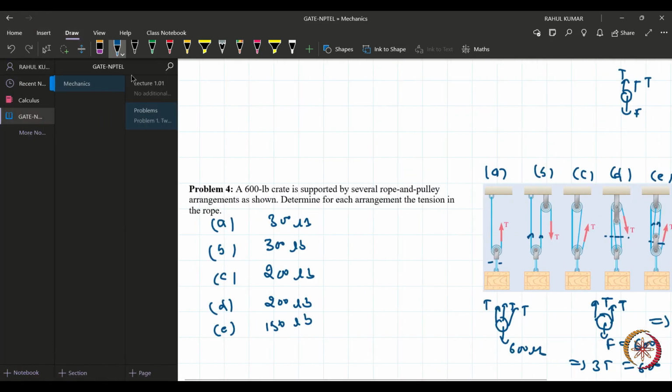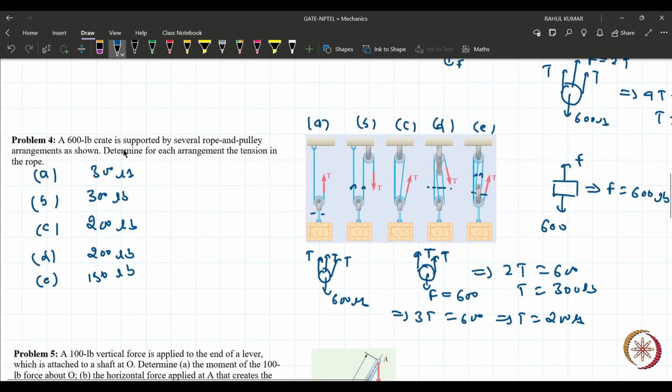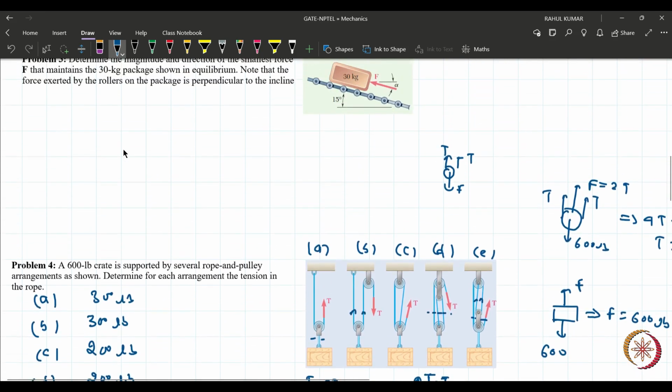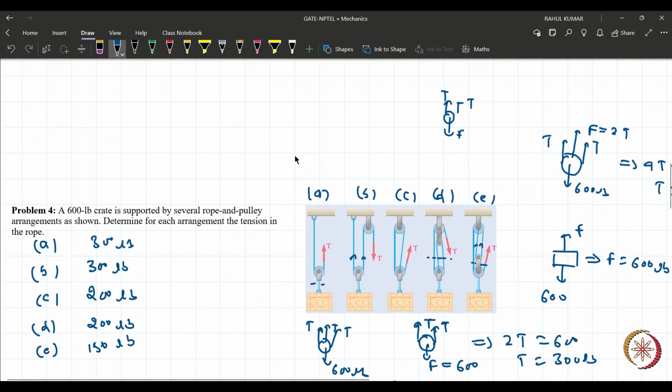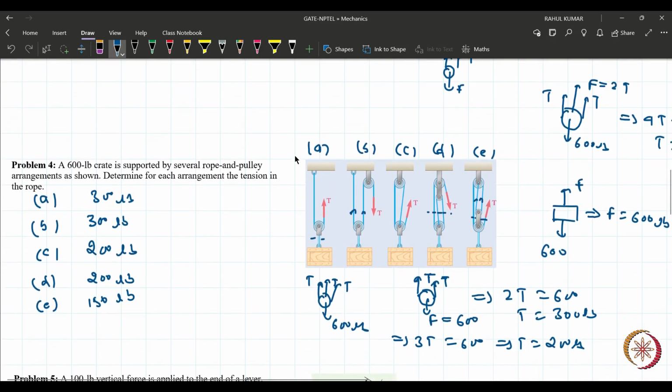Sir, I want to ask one thing. If a string were extensible, would the tension not be the same? If the string were extensible, then definitely, suppose it has a mass. No sir, I'm not talking about mass, just that it is extensible. But there is an assumption here: the string is massless also. Okay, my assumption is it is massless but extensible, then what happens? If it is extensible and massless, the tension will be the same because the system is in equilibrium.